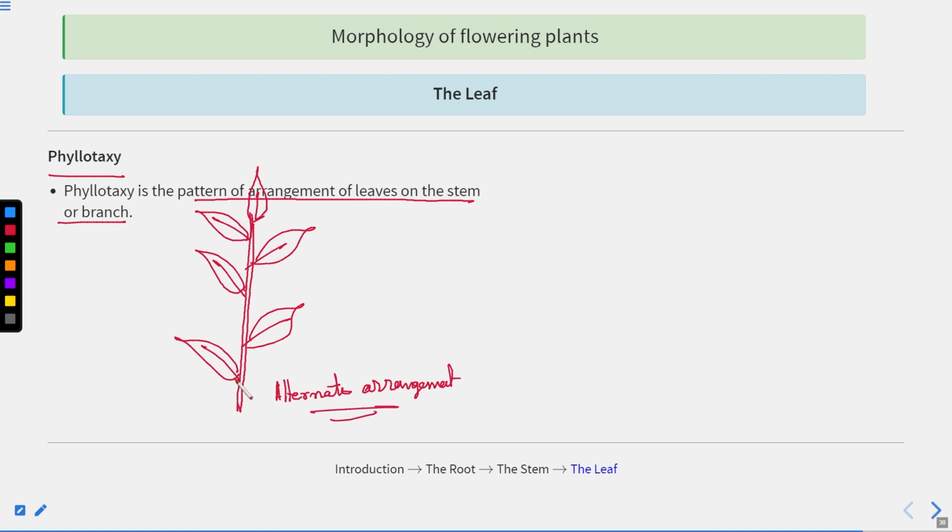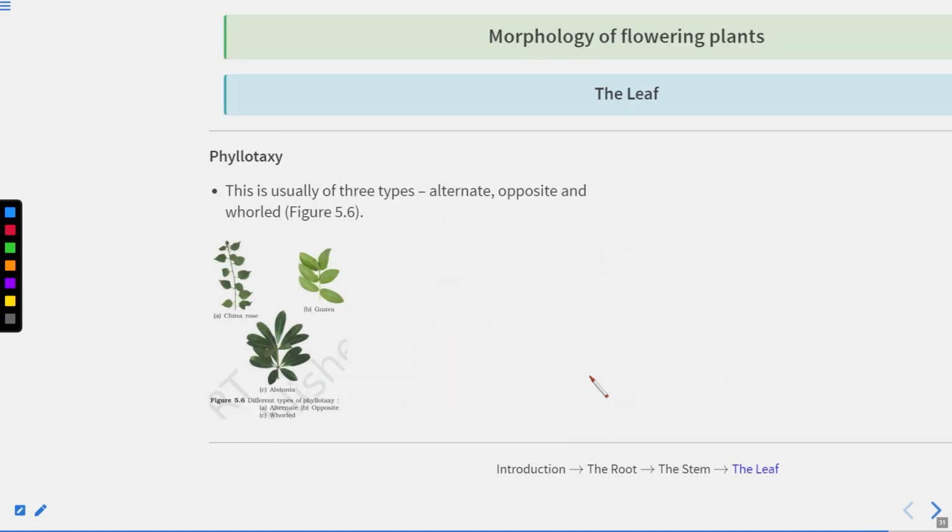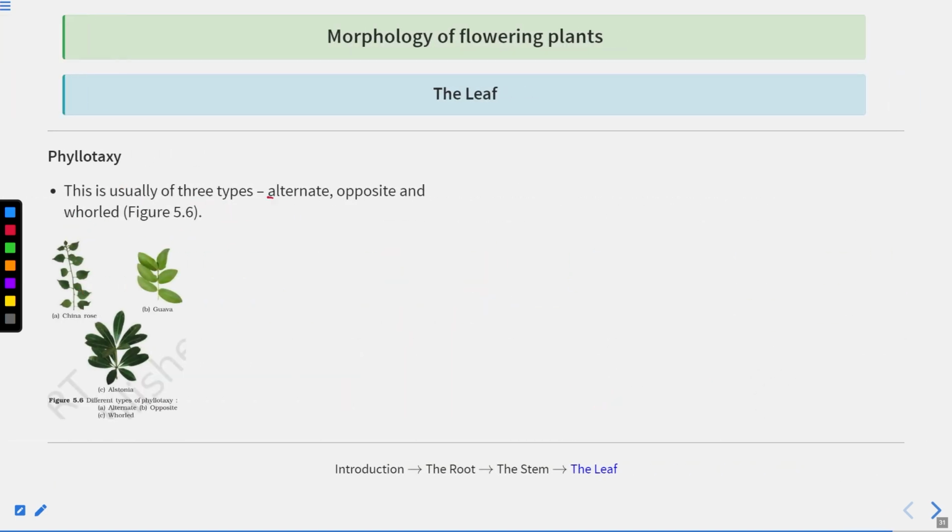Alternate. You can see the leaflet is here. The next one is not just opposite to it, but slightly above it. And again the third one is slightly above it on the opposite side. This type of arrangement of the leaves on the stem is called alternate arrangement. Now, if you see another type, you can see it like this. This is opposite arrangement. The leaflets are oppositely arranged on the rachis, right? So this is the opposite arrangement. There are usually three types: alternate, opposite, and whorl.